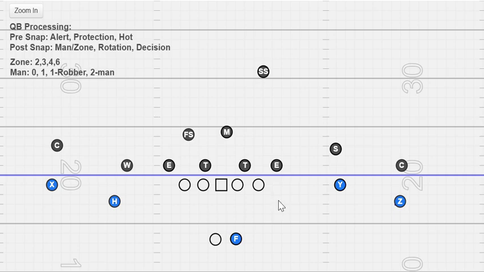This week we're going to talk about quarterback processing and the pre-snap reads, the post-snap reads, how to put those together and what it all means. Now, we're coming off of a meeting where we were talking about the basic setup. So let's do that first. Let's get into our basic setup.